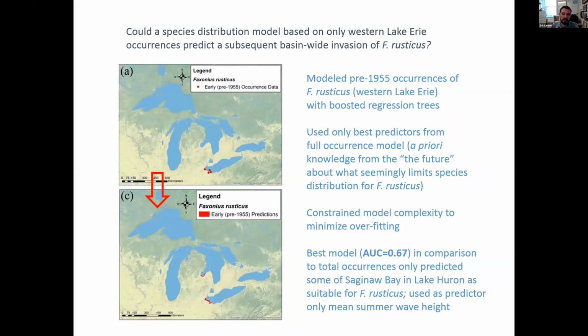And we did a number of things to constrain the model to try to keep it from overfitting, to make it a little more generalizable to new areas in the Great Lakes. And even doing that, constraining the model complexity and knowing from the future what predictors seem to align well with rusty crayfish habitat, we could not build a good rusty crayfish species distribution model from its earliest occurrences. And so I plotted what that model predicts in the bottom panel here, the C panel. Those Western Lake Erie occurrences say, sure, we think rusty crayfish are going to establish in Saginaw Bay, but nowhere else in the Great Lakes. That's what's most similar to Western Lake Erie in the ways that matter to this animal.